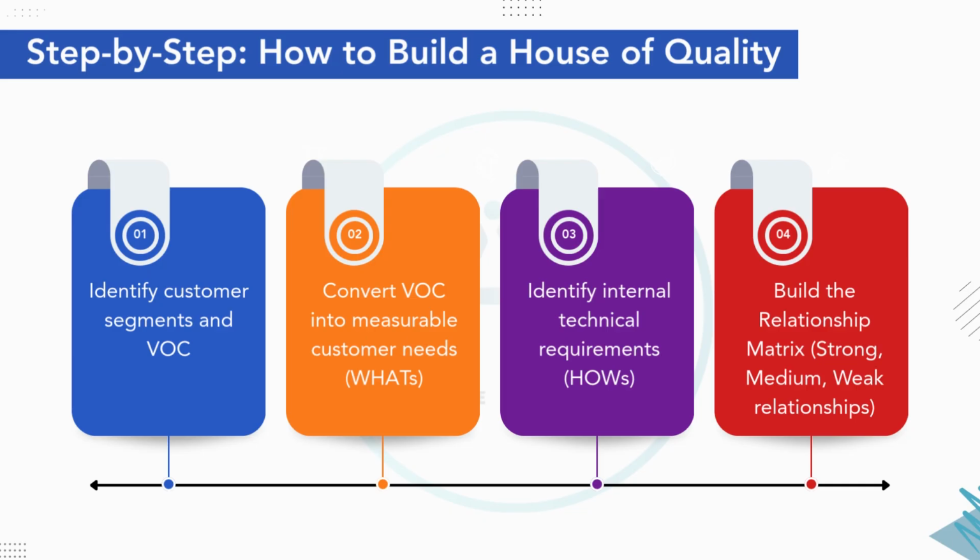Step 4. Build the relationship matrix. Evaluate the strength of the relationship between each what and how. Classify them as strong, medium, or weak to understand impact levels.